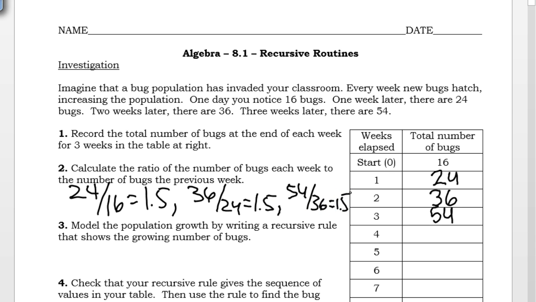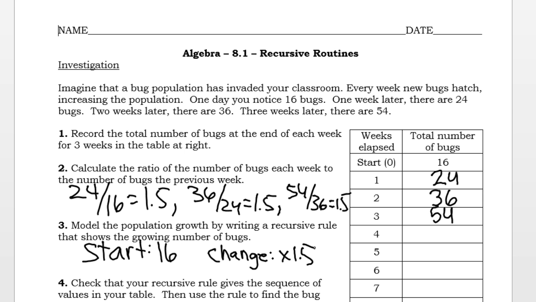Model the population growth by writing a recursive rule that shows the growing number of bugs. So we did recursive rules back in chapter 5. A recursive rule always tells me two things: where my pattern starts and how my pattern changes. My change is signed. It tells me to multiply, not just 1.5, but multiply by 1.5. We are going to check to see that this rule works.